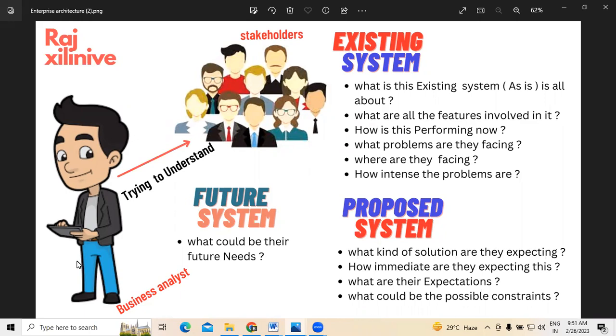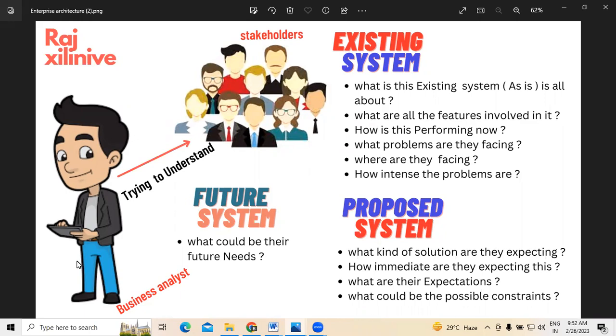So first point. Second, how immediate are they expecting this? This is based upon the urgency, so that you will be knowing about the urgency here, right? How immediate are they expecting this to be developed? That is also another thing we have to consider. Now, the third point is what are their expectations? Do they have any expectations from any of the contexts? That also should be known to us well in advance.